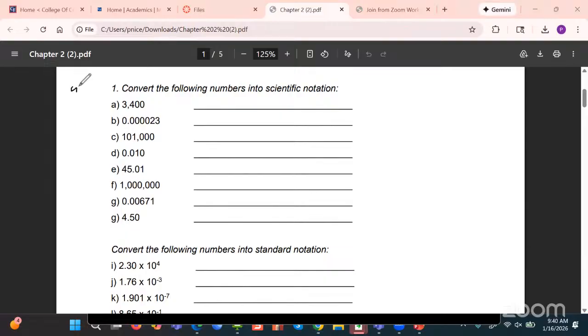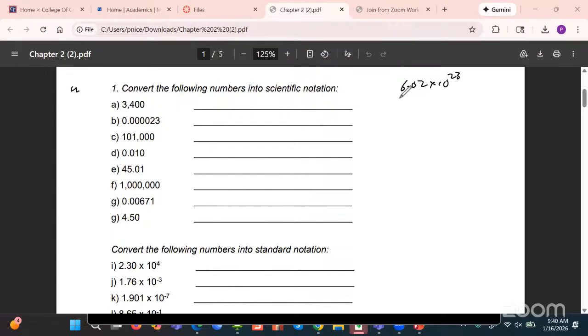For example, there's a number that you're going to meet later on, which is known as Avogadro's number, which is 6.02 times 10 to the 23, right? It represents the number of atoms, particles, whatever, in 1 mole. The important thing I want to stress here is that there are two parts to a number expressed in scientific notation.